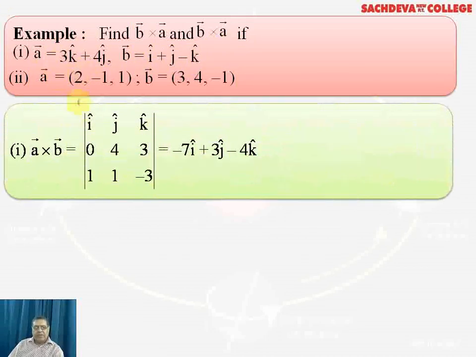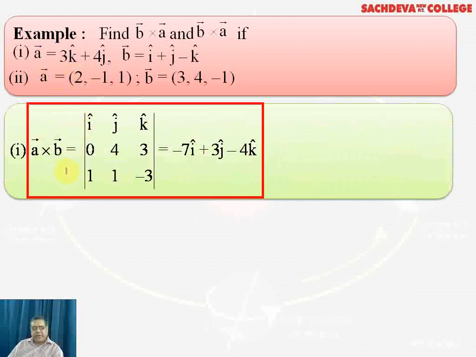Now, in the first part, the cross product of A and B is calculated with the help of determinants. One row will be i, j, and k. Now if you check vector A, the coefficient of i does not exist, so we have written 0. But for j, the coefficient is 4, and for k, the coefficient is 3. If we check B, the coefficient of i is 1, that of j is 1, and that of k is minus 3. So in all, the value comes to be minus 7i plus 3j minus 4k.